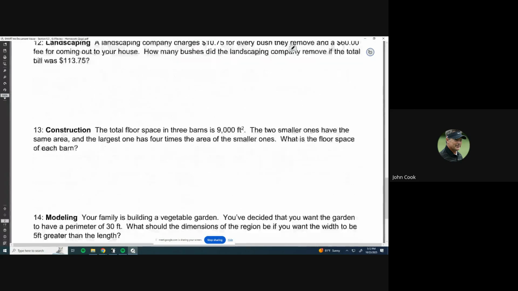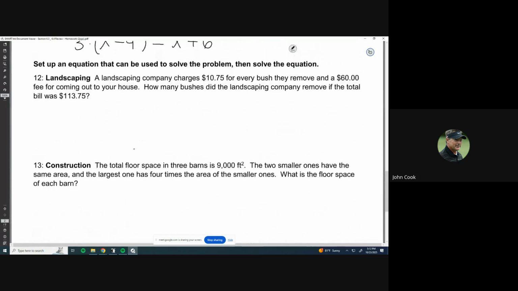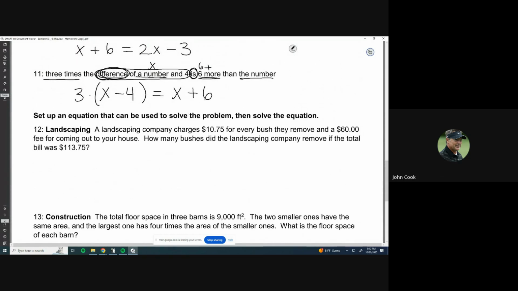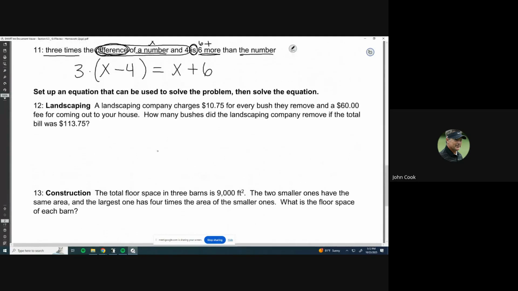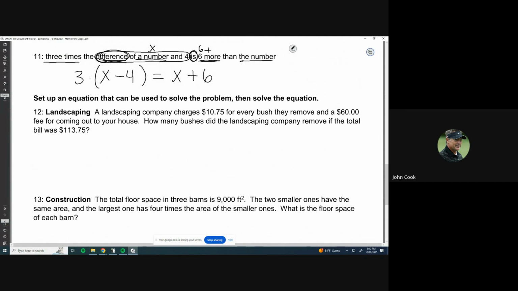Cook. Looks like we've got three more problems to work on for this review, the review that goes from 6.3 to 6.4. It's in preparation for a quiz that we're going to have. We've gone through the first three sections, so the first 11 questions from the review, and now we've got this last section that has to do with word problems. So just three problems. Set up an equation that can be used to solve the problem, then solve the equation. All right, so let's get to it.